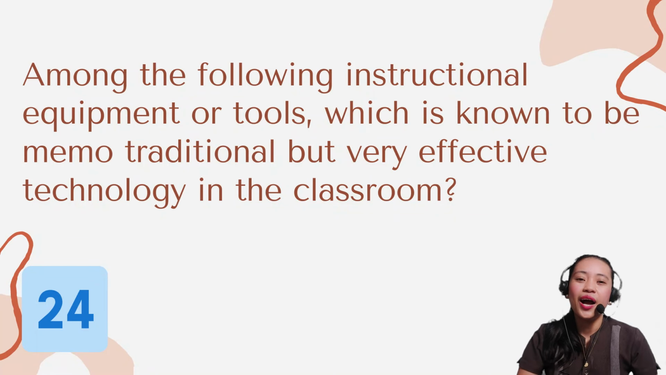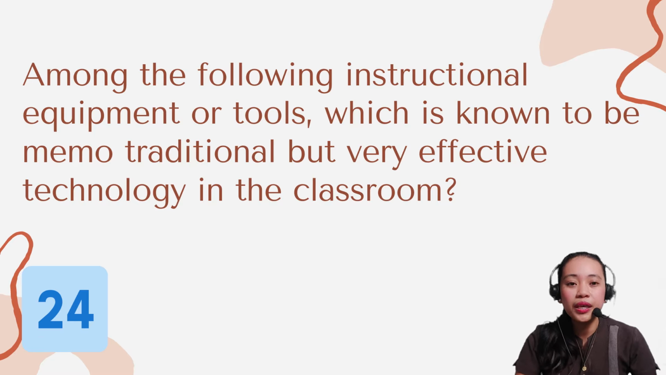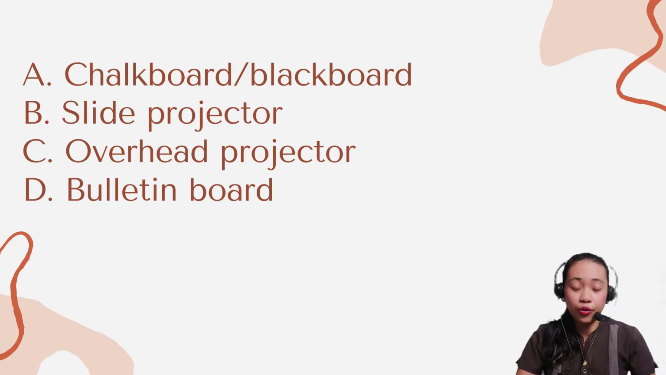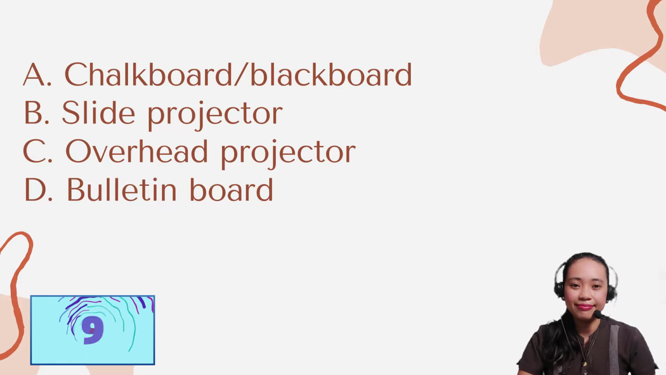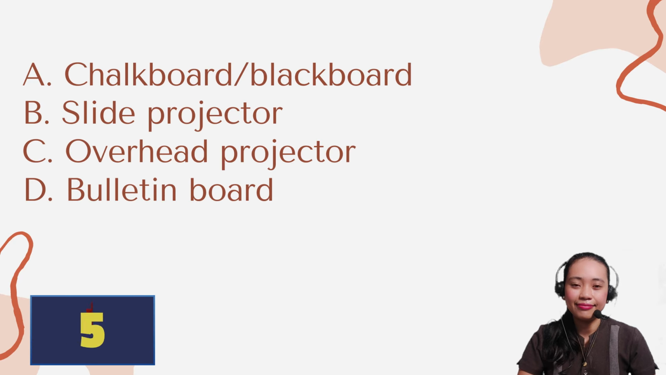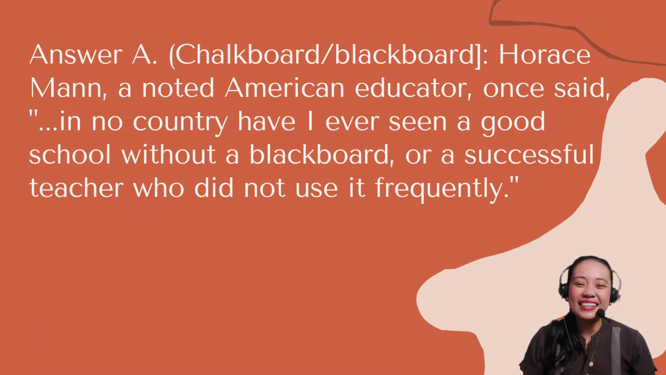Number 24, among the following instructional equipment or tools, which is known to be a traditional but very effective technology in the classroom? Letter A, chalkboard or blackboard. Letter B, slide projector. Letter C, overhead projector. Or letter D, bulletin board. The correct answer is the letter A, chalkboard or blackboard.